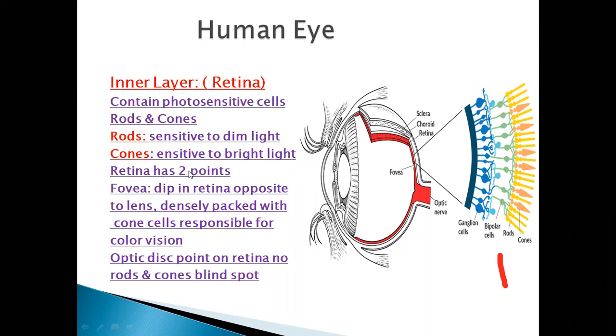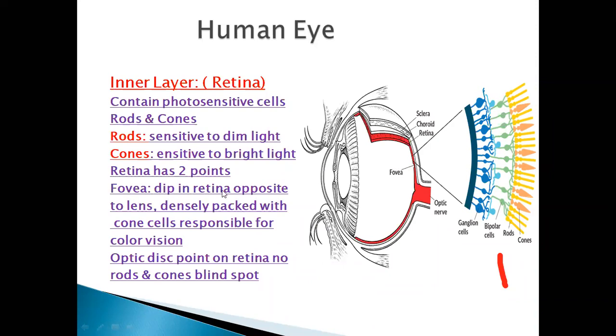Okay, the retina has 2 points. You can see here, this was the outer and middle structure of the eye. Now this is the inner structure of the eye. So the third layer is the retina. You can see here, this is the retina. It has 2 points. One is the fovea point, and the other is the optic disc, which is also known as the blind spot. Okay, let's see what the fovea and optic disc are.